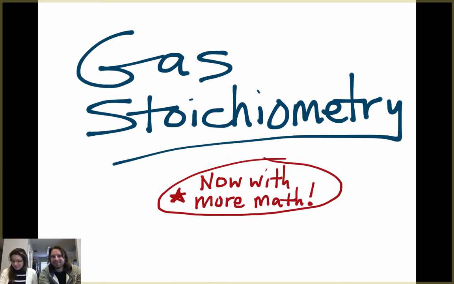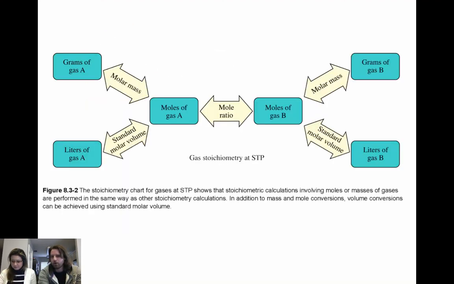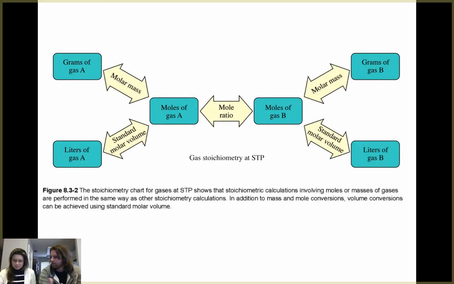Okay, so you know how to do stoichiometry, and we now know that moles can be related to liters or volume of gas at STP. So we're going to pull all of this together. Avogadro's law: 1 mole at STP of anything is 22.4 liters. And that's on your reference materials if you forget.